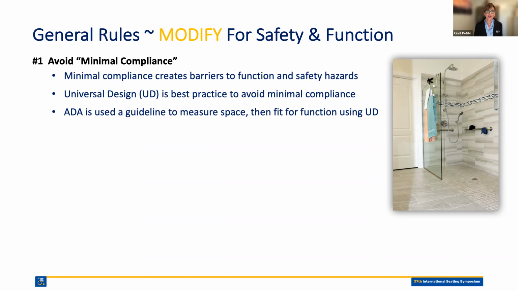You're going to have folks that are not going to fit in those ADA guidelines. For example, you might have somebody that's 6'4" tall, or somebody that's 4'10" tall, and they're not going to fall within those guidelines, particularly, for example, with grab bars. They may need grab bars that are lower than 33 inches from the floor, or maybe even higher than 36 inches from the floor. So universal design is really the best practice to use to avoid minimal compliance.